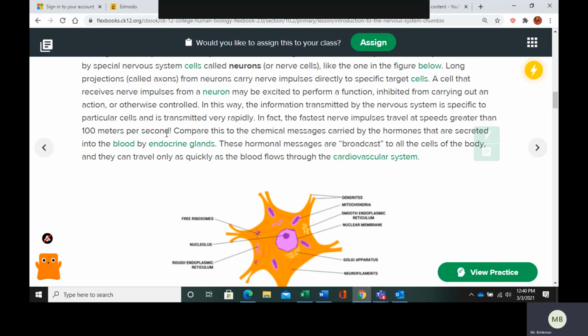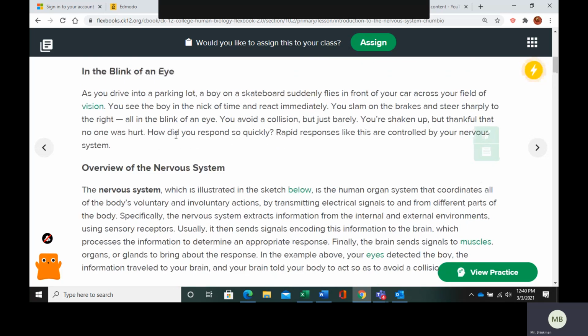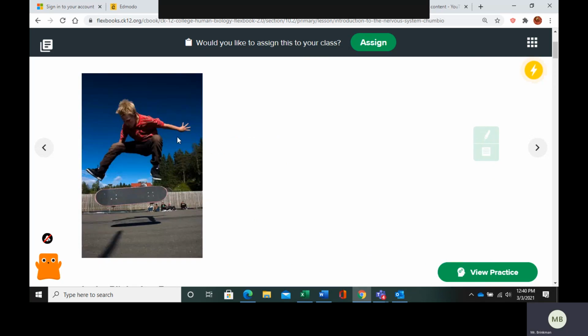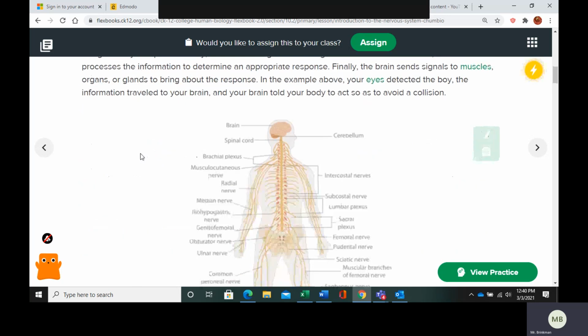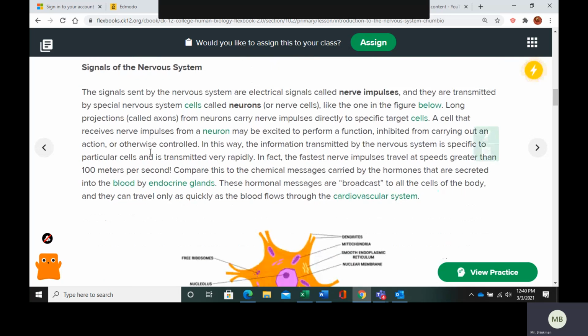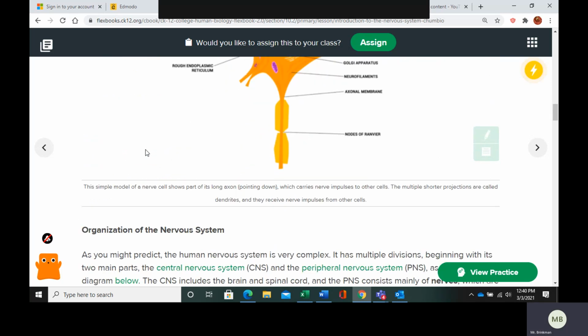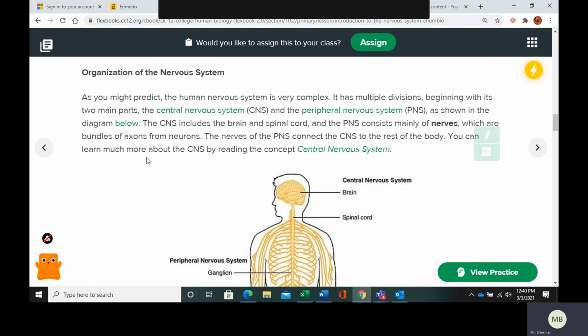So in our example above, there was a lot happening in our body, and it only took a few seconds for that to happen. That is how fast nerve impulses are. Very, very, very fast.